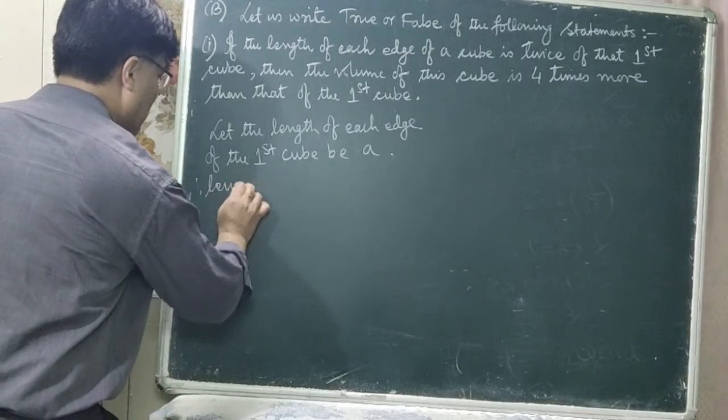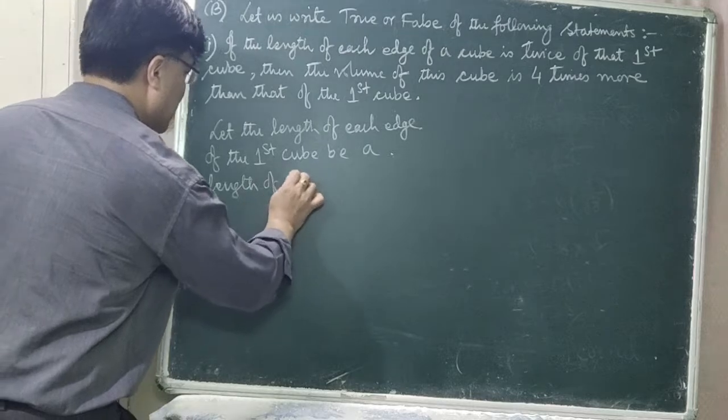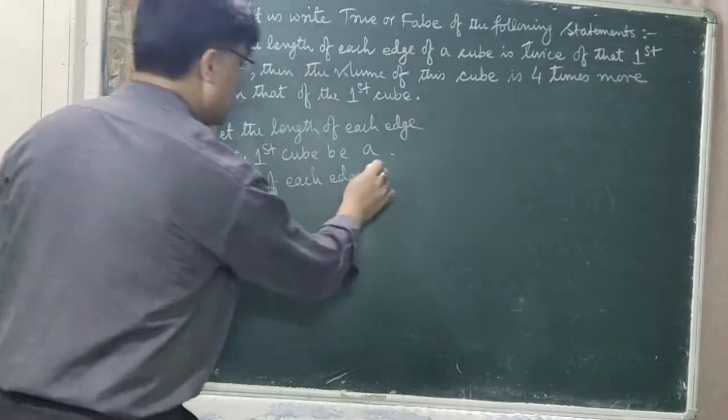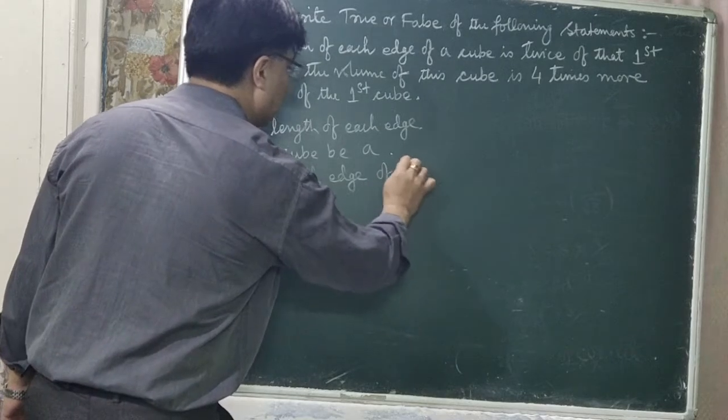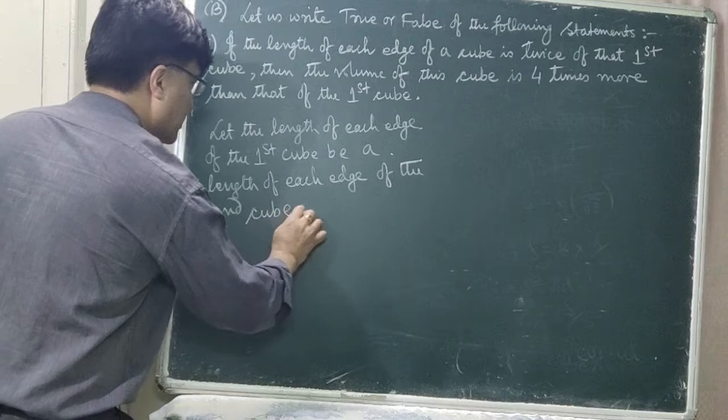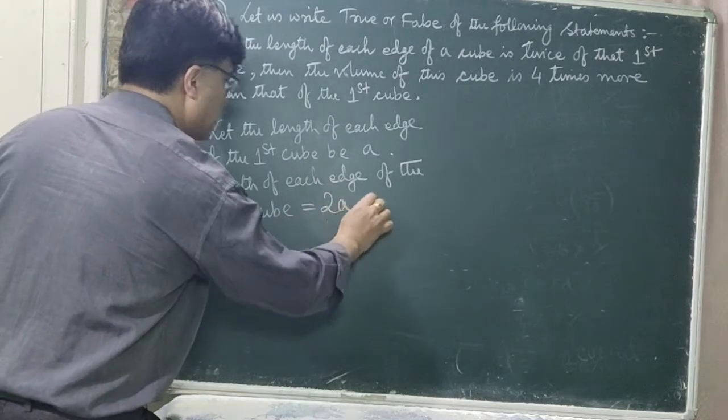Therefore, length of each edge of the second cube is equal to 2a.